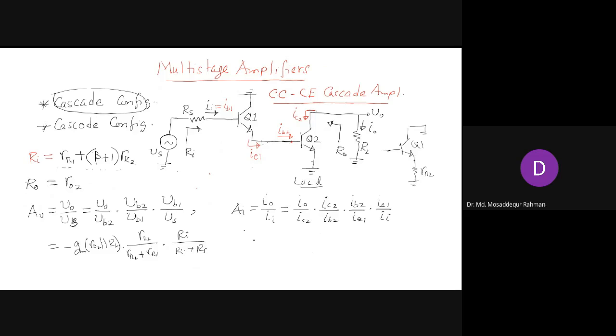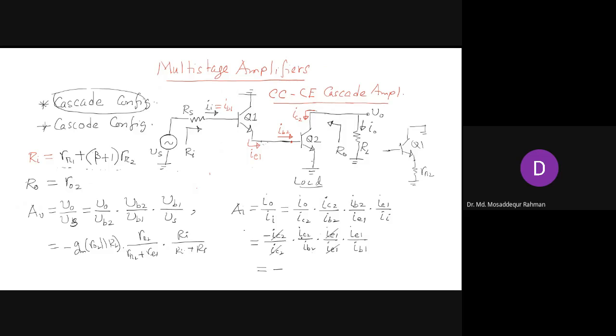So that's pretty straightforward. Now we see what these different currents are. First, I0 is just IC2 but flowing in the opposite direction, so I0 is basically minus IC2, divided by IC2. And IC2 we keep the same, IC2 divided by IB2. Then IB2 and IE1: IB2 is basically the same as IE1, so we can replace IB2 by IE1. And here we have IE1 and Ii, and Ii is nothing but our base current IB1. Now it's pretty simple. You see that IC2 will cancel out, and IE1 and IE1 will cancel out. So the overall current gain has a minus sign.